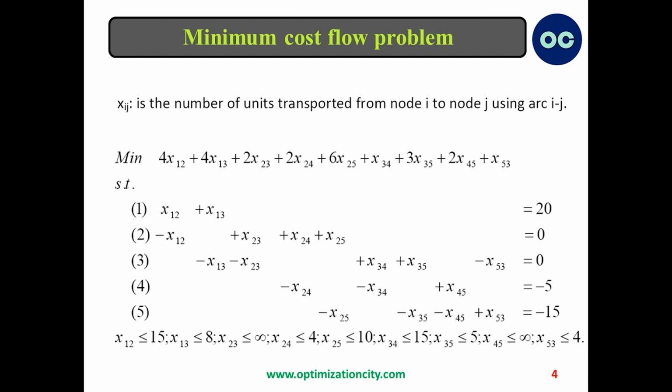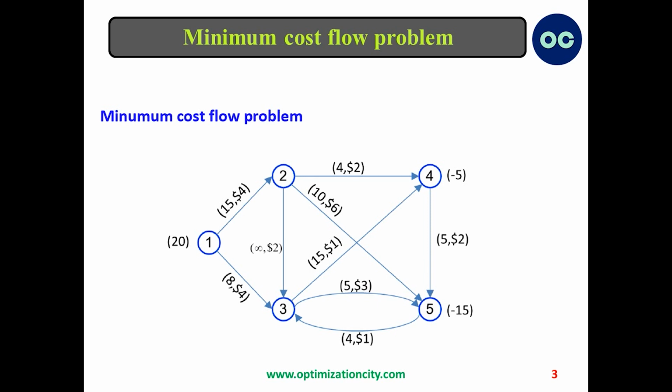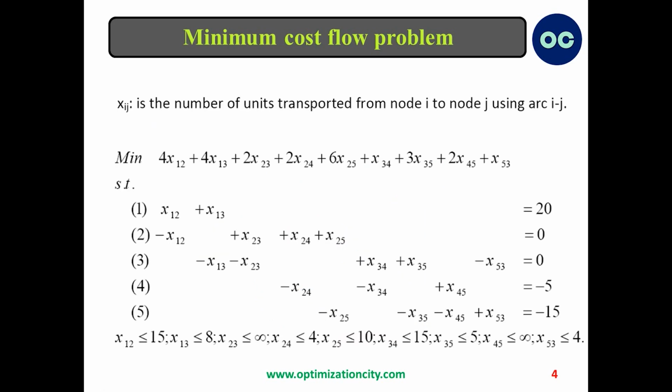Similarly, the balance equation at node 2 indicates that the incoming flow to node 2, so we have one incoming flow to node 2, which is x12, is equal to its outgoing flow from node 2, so it is equal to x24, x23, and x25. This ensures that the flow entering and leaving the node is properly balanced.